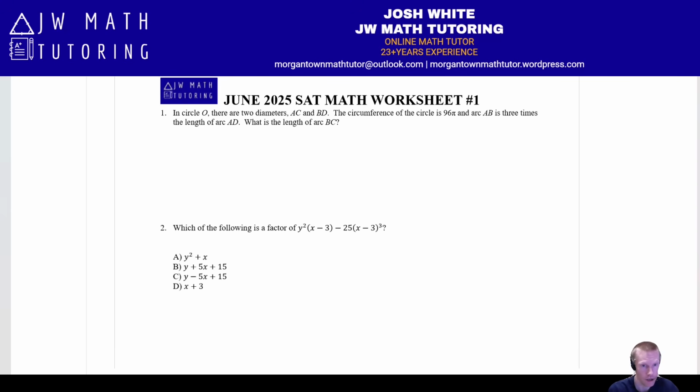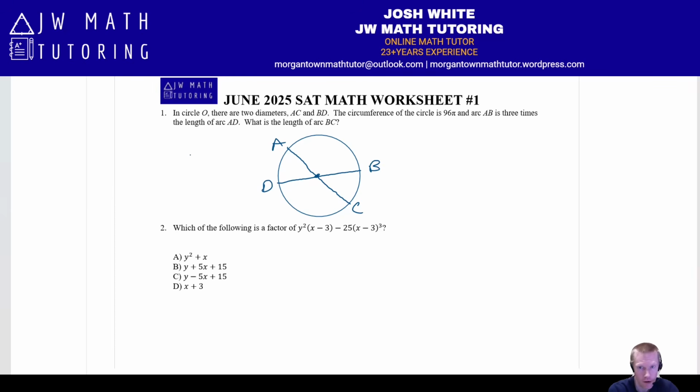Problem number 1. Here we have a circle, and you're given 2 diameters of this circle. So let's basically draw a basic circle right here. Okay, here's our center. Let's say this is diameter AC, and then the other one we have is BD. So let's say this is B and this is D.